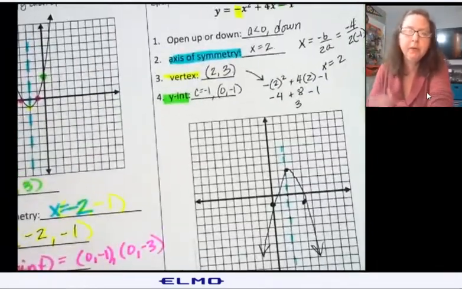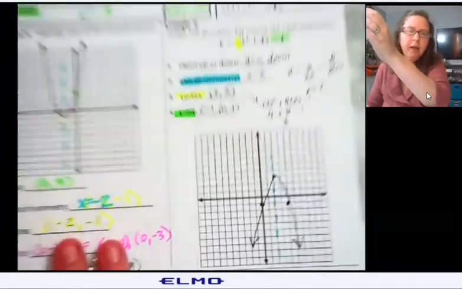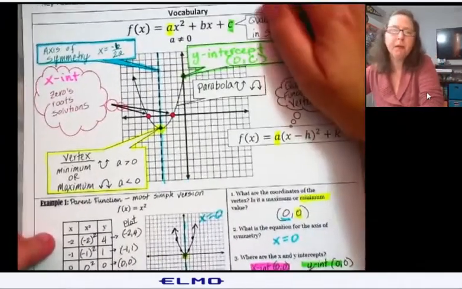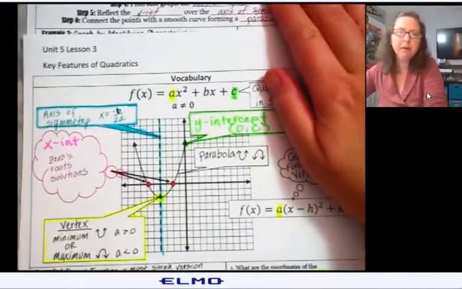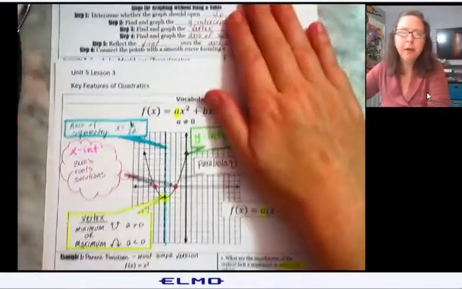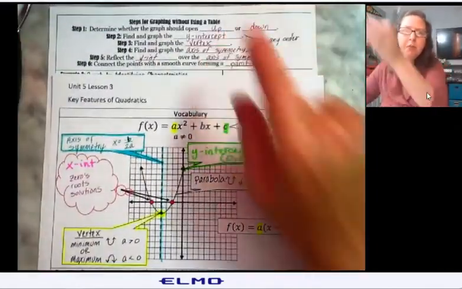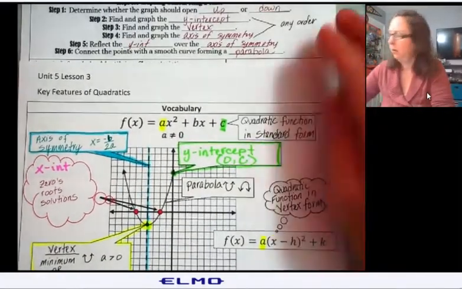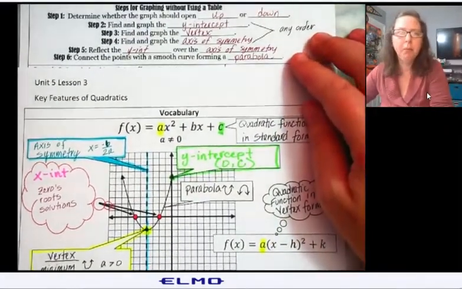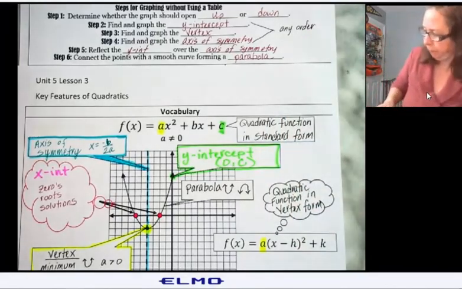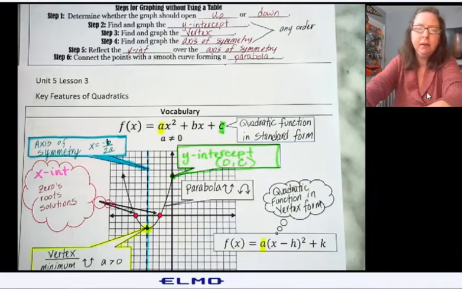All right, kiddos, that is it for today. Just please, please, please definitely remember this information here, okay? So your vocabulary and then your steps for graphing without using a table. Without creating a table, you can do things a lot faster, okay? All right, kiddos, until next time.